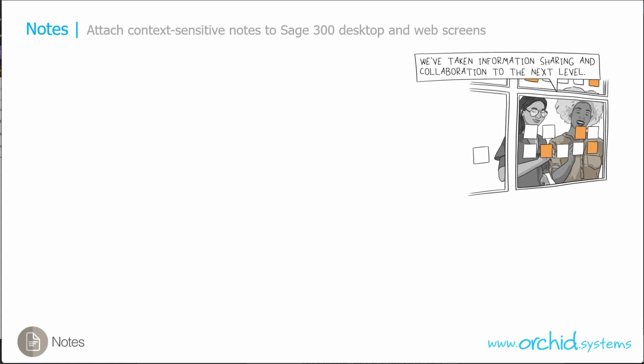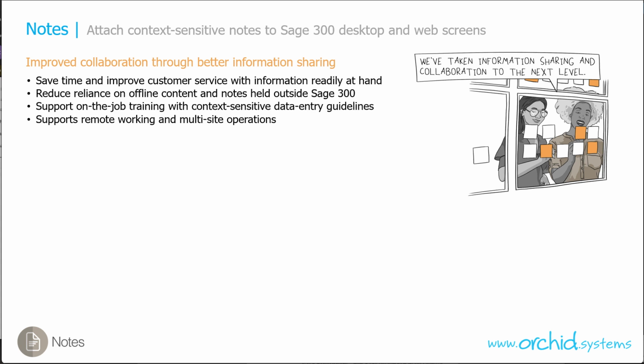Notes lets you attach context-sensitive notes to Sage 300 desktop and web screens, and therefore improves collaboration. You can save time and improve customer service as your information is ready at hand. It reduces the reliance on offline content and notes held outside Sage 300. It supports on-the-job training with context-sensitive data entry guidelines. You can add instructions for screens. And it supports remote working and multi-site operations.